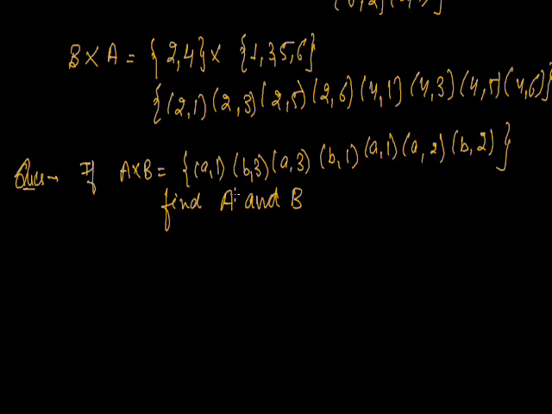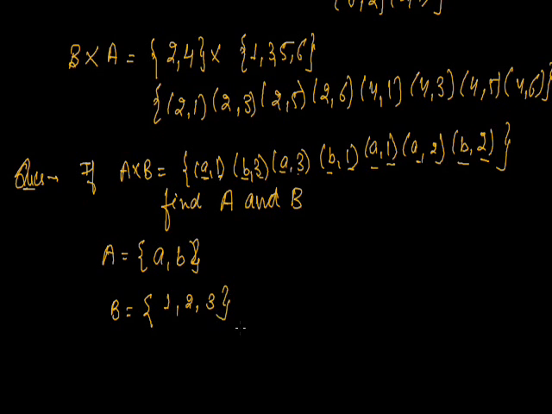It is clear that in the entries of A cross B, the first element is from A and the second element is from B. So if we look at the first elements, they are a, b, a, b, a, b. There are only two elements, that is a and b. So set A will contain a, b. And set B is from the last entries, that is 1, 3, 3, 1, 1, 2, 2. So it will contain three elements, that is 1, 2, 3. So these are the two sets, set A and set B, from A cross B.